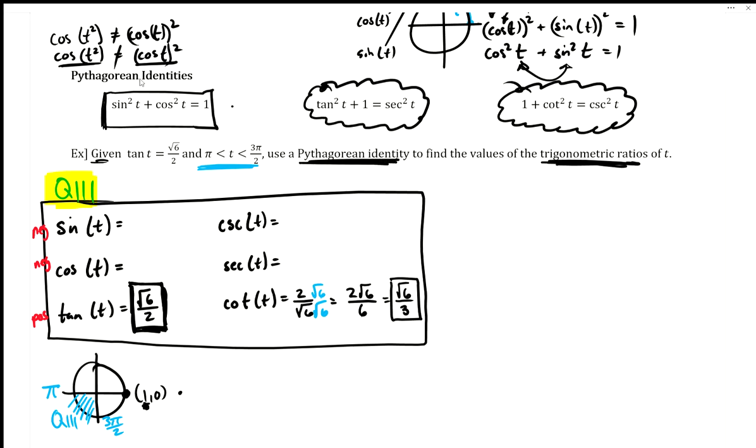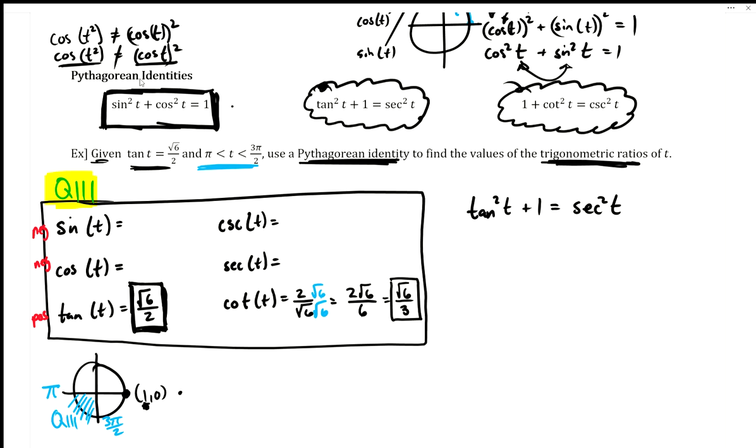So a lot of setup for it. I did box this one and said this is the most important one. Yes, it is. However, on this problem, it is using the second one because they gave us tangent. So we will do the second equation. Let's set that up. Tangent squared of t plus 1 equals secant squared of t. They gave us tangent, so that's why we're doing this second one. If they gave us sine or cosine, we would have done the first. If they gave us cotangent or cosecant, we would have done this third equation.